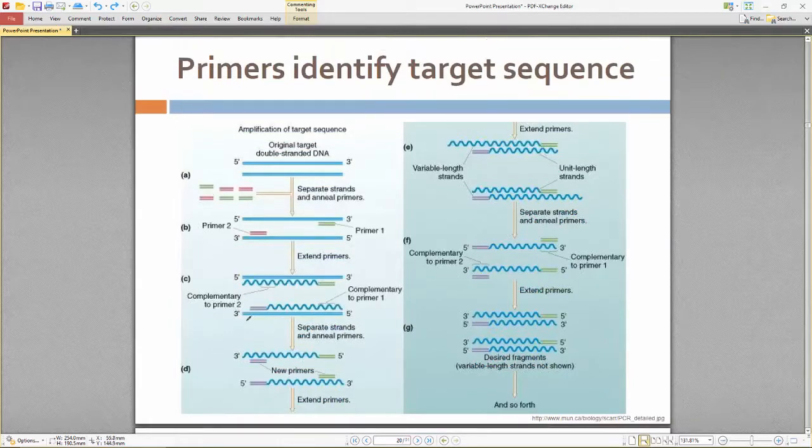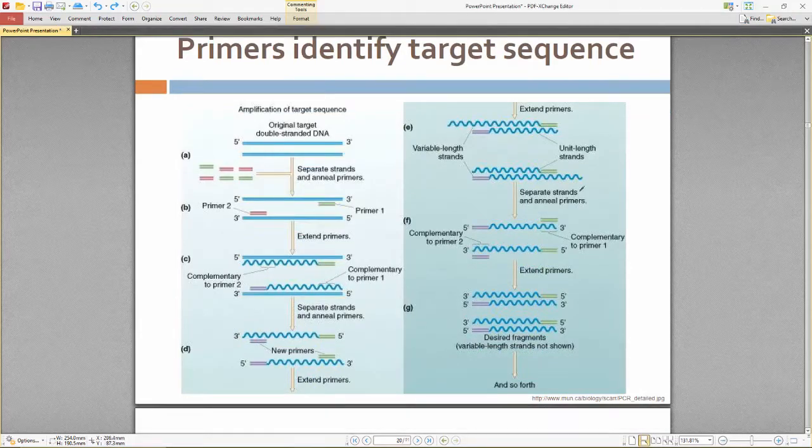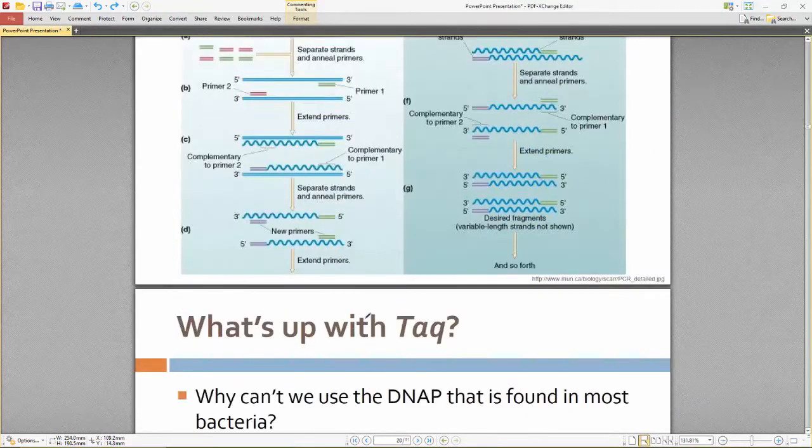Oh wow, it's here. I should have just kept scrolling. This is a much better diagram than the one I drew. Let's look at here. Original target double-stranded DNA. Primer 1 and primer 2 attach to each strand after it's been denatured. Then these primers are extended and the same process repeats until you have the DNA strands in the desired length, and so forth. Wow, this is literally what I drew in Paint, but it's much better.